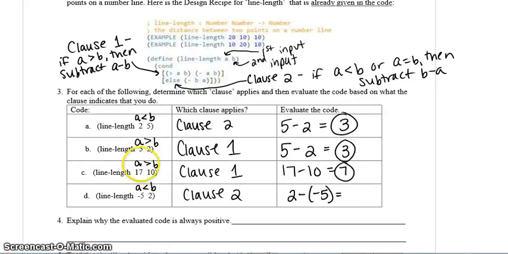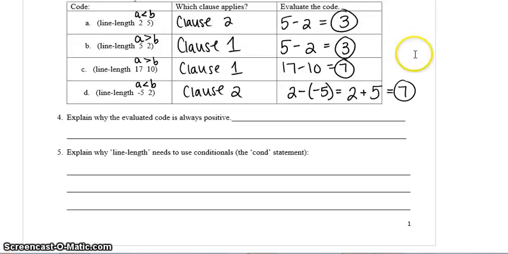So letter C, A was greater than B, clause 1 applies. So we subtract first input minus second input, and of course we get 7. Letter D, keep in mind a negative number is always smaller than a positive number, so A is less than B. That means that clause 2 applies. So we have to subtract B minus A, so 2 minus negative 5. Keep in mind subtracting a negative is really the same as adding, so we're really doing 2 plus 5, which is 7. So what you probably noticed here is that all of these answers have been positive numbers.